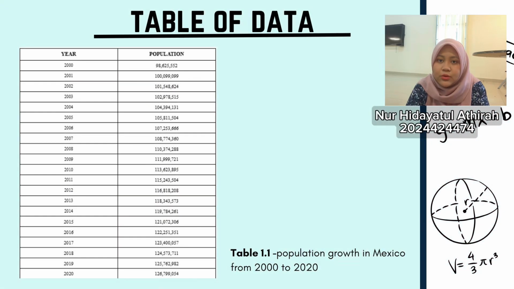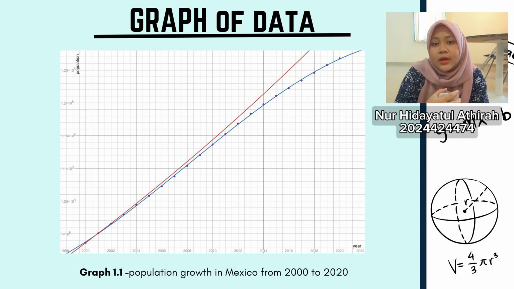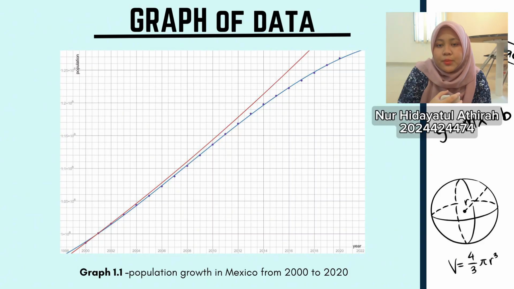Next, we move to the table of data. The table shows the population growth in Mexico from 2000 until 2020. We obtained the data from the World Bank Group data website. Moving on to the graph of data, the graph shows two lines, a blue line and a red line. The blue line indicates the actual data that we obtained from the website, while the red line indicates the solutions that we obtained from the particular solution calculations.